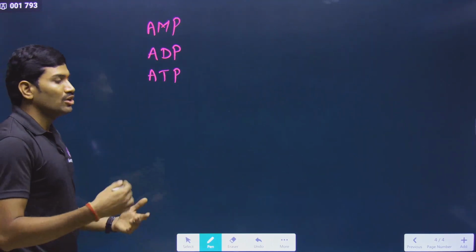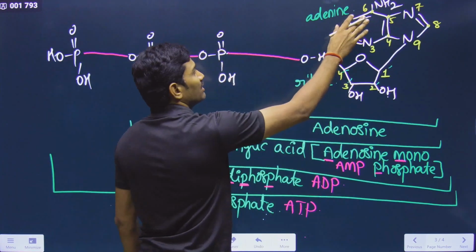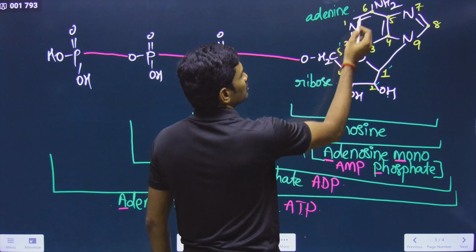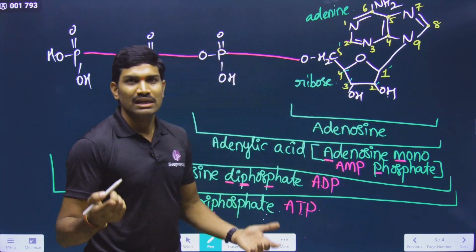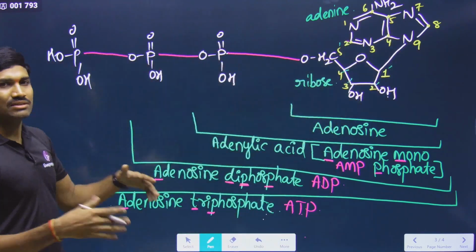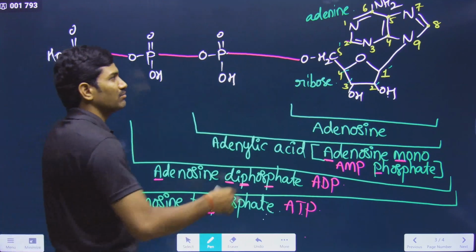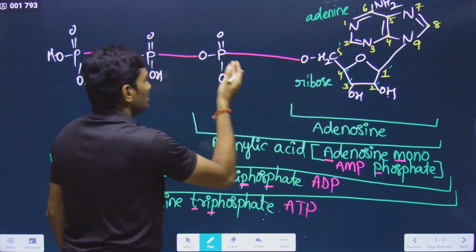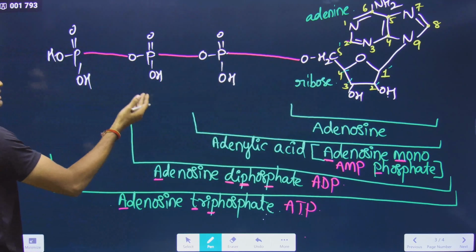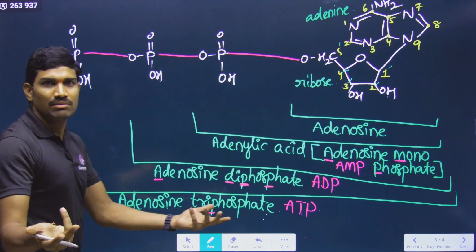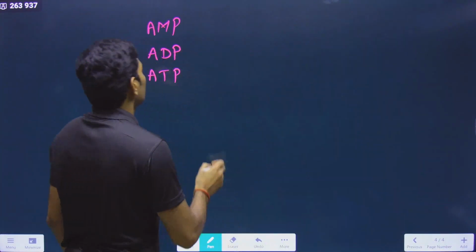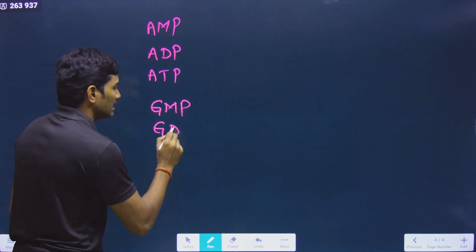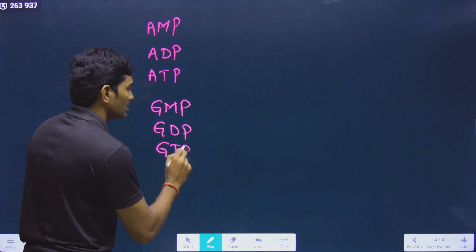Suppose instead of adenine, guanine is there. What is the change for guanine? In guanine at the second position NH2 and here double bond O is there. That is the difference. The remaining entire structure will be the same. Then what is the name? Guanine plus ribose will be guanosine. Then guanosine monophosphate, guanosine diphosphate, guanosine triphosphate.